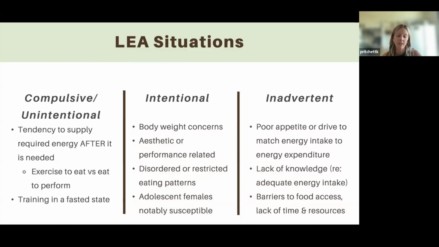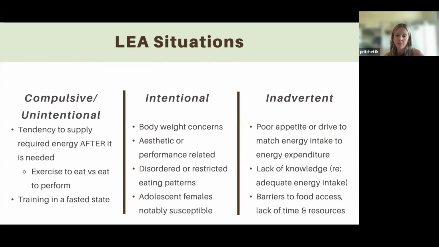patterns. And so adolescent females are notably more susceptible. Their body is going through changes around age 13 or 14. So there may be some resistance to this change. And so it's really important that athletes understand that this change is normal. We do not need to fight it. But it's when the athlete tends to restrict that we see this low energy availability situation. And then we have inadvertent, which can also cross over into the unintentional category, I suppose.